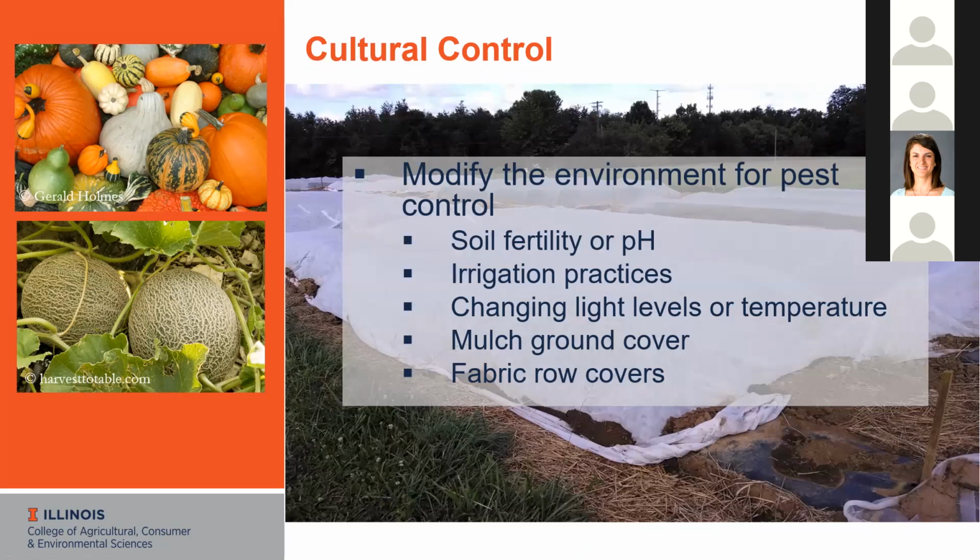So cultural control is any practice that modifies the environment for pest control. And this could include modifying soil fertility or pH, modifying irrigation practices, changing light levels or temperature, or the use of ground cover for weed control, or the use of fabric row covers for insect exclusion.